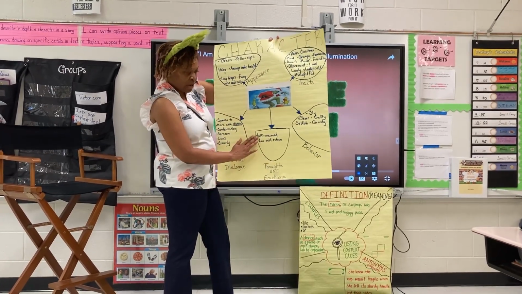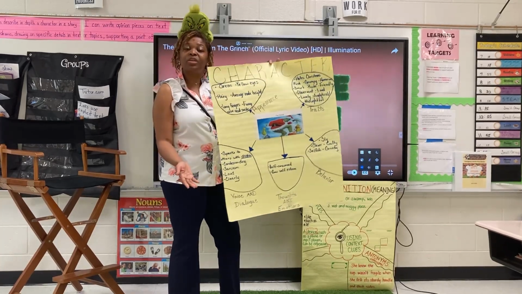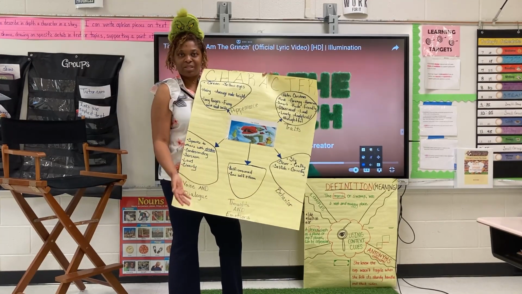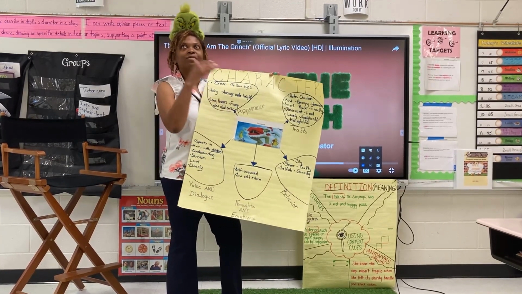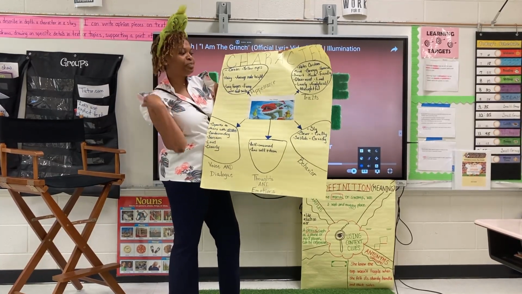With the Grinch, he was very self-consumed. He also had low self-esteem for a reason. Many people couldn't realize that, but the Grinch acted the way that he did because he had low self-esteem, because of some childhood trauma that he experienced. And if you watched the movie, you would know that.